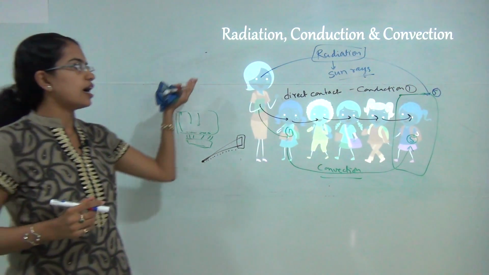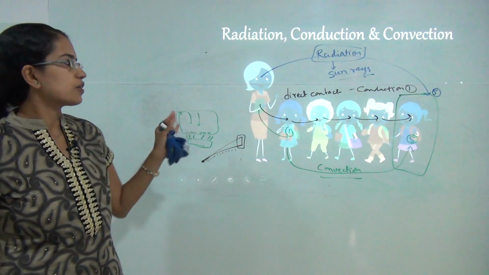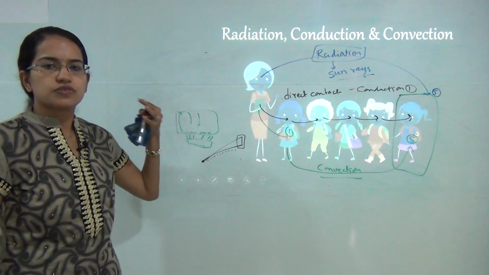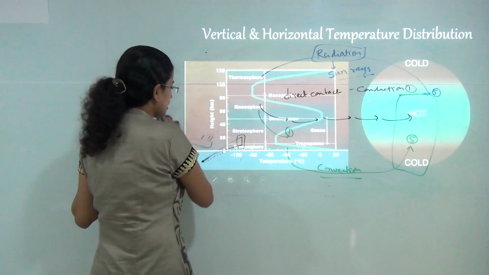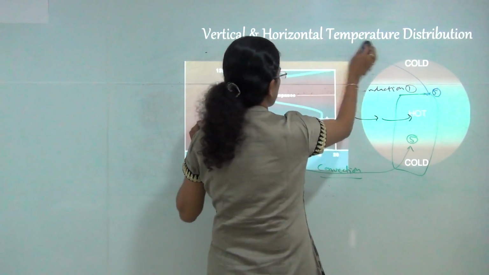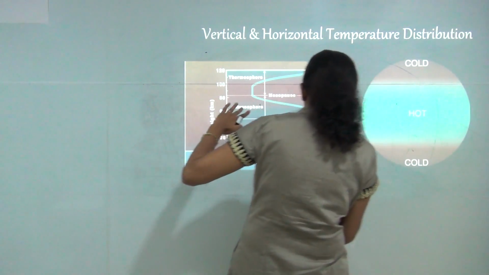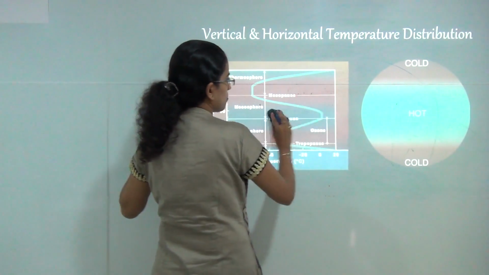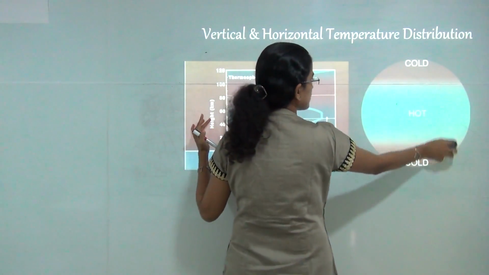So these three are the basic processes of heat transfer that we must know when we are talking about heat transfer and insolation. Now next is the vertical and the horizontal distribution of temperature. When we talked about layers of the atmosphere, we have already discussed how the temperature gradient changes from one layer of the atmosphere to the next. However, we will repeat that again in brief.